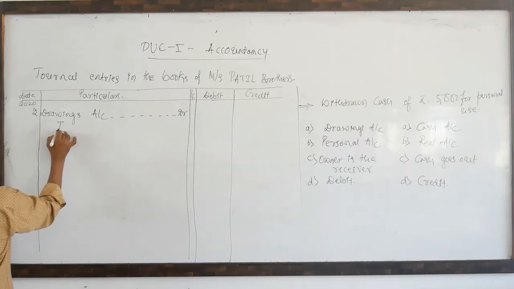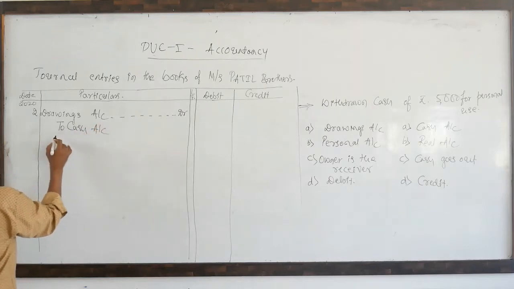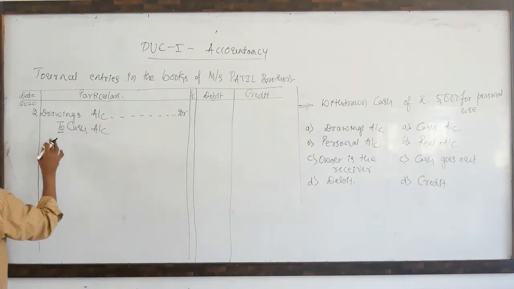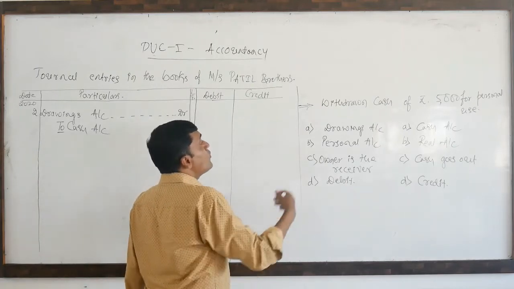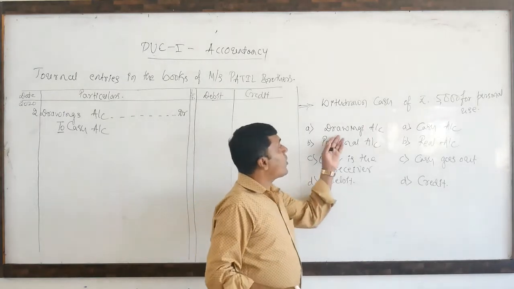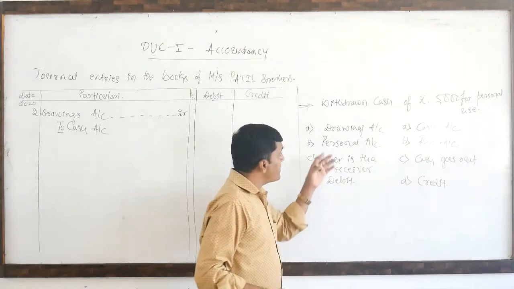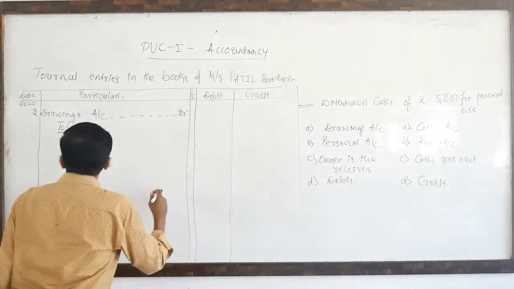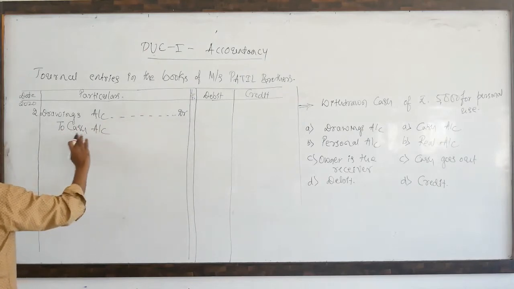So you need to start from here, drawings account debtor to cash. Why are you going to use this word "to"? Look here, drawings account is debited to cash account. So that we need to write is drawings account is a debtor to cash account.